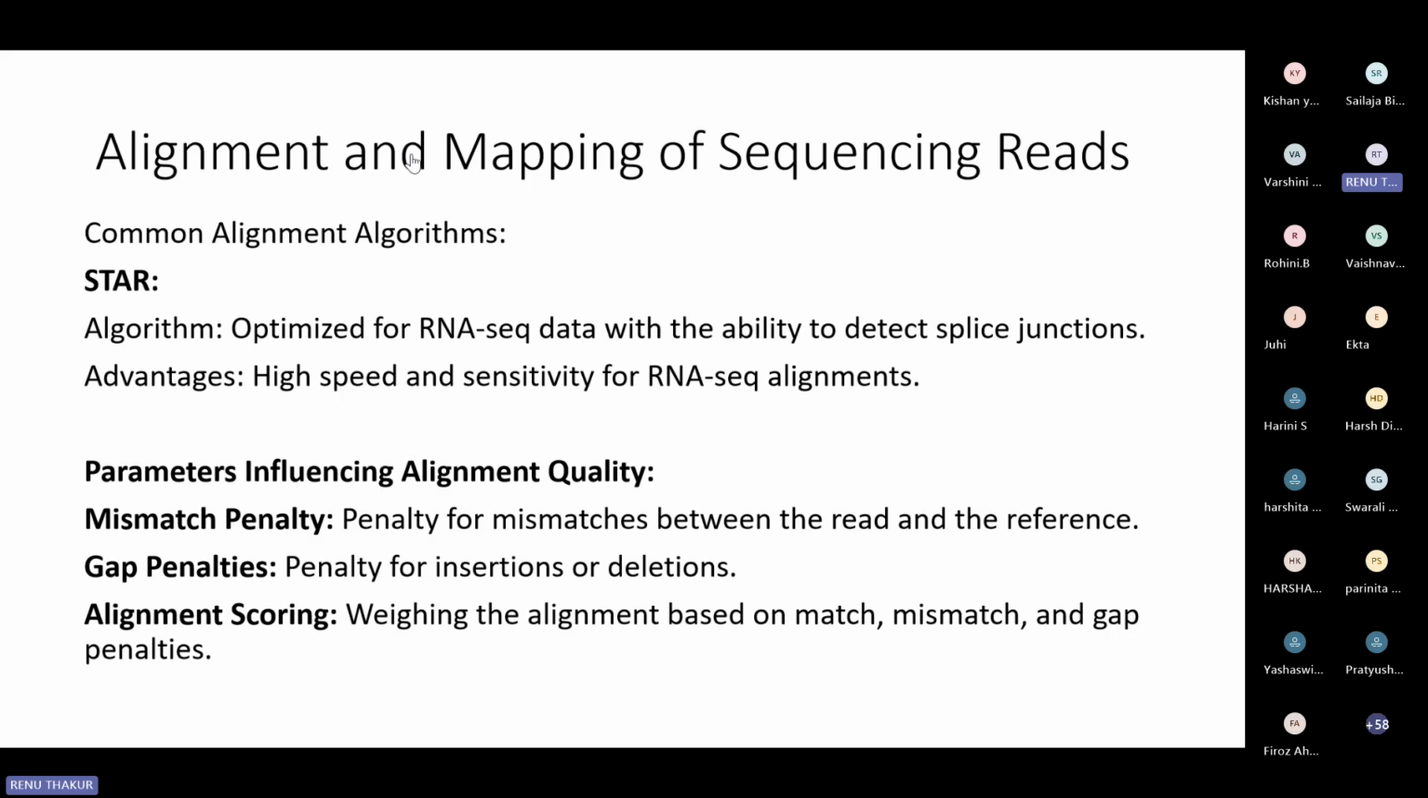Parameters influencing alignment quality are the mismatch penalty, the penalty of mismatches between the read and the reference, and the gap penalties, the penalties of insertion or deletion. When a particular nucleotide is inserted or deleted, sometimes that position will be marked with hyphens, or there won't be any nucleotide present there, so it will be a gap. We can identify that. And we'll have alignment scoring, weighing the alignment based on the match, mismatch, and gap penalties, and we'll have a score.